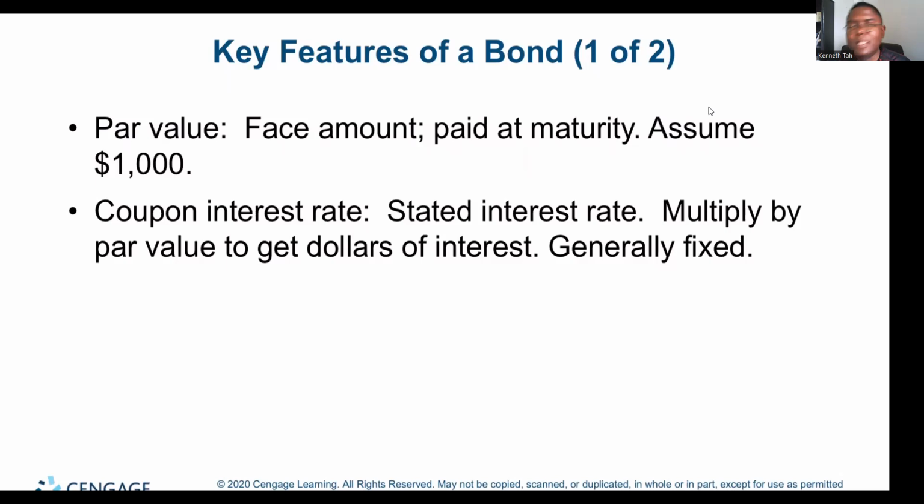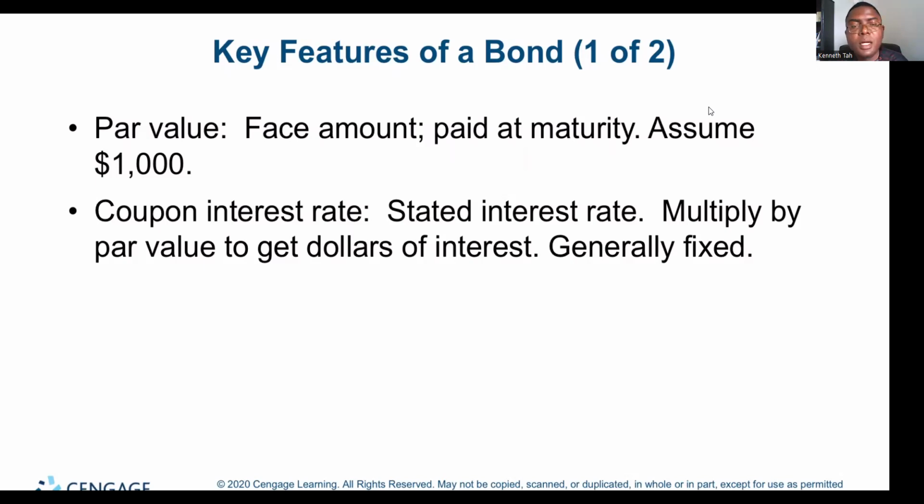A bond is basically a piece of paper that companies can issue, or even the federal government or other governmental organizations can issue to raise money. So when they make that piece of paper, they attach on it a face value. And for most cases, the face value is thousands. The face value, or the par value, is the amount that will be paid at maturity.